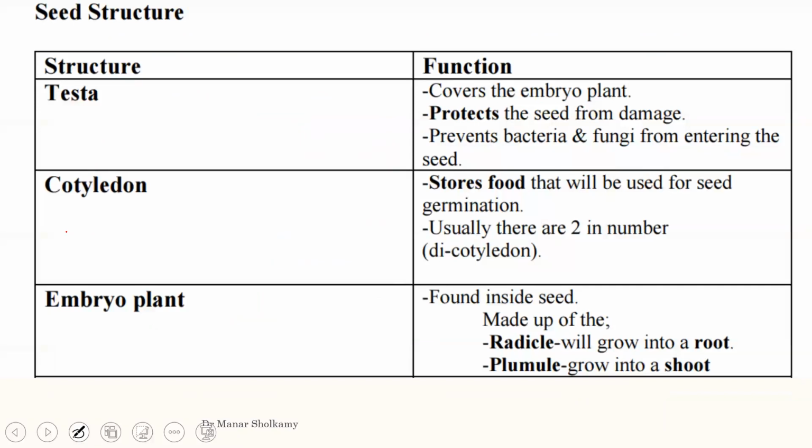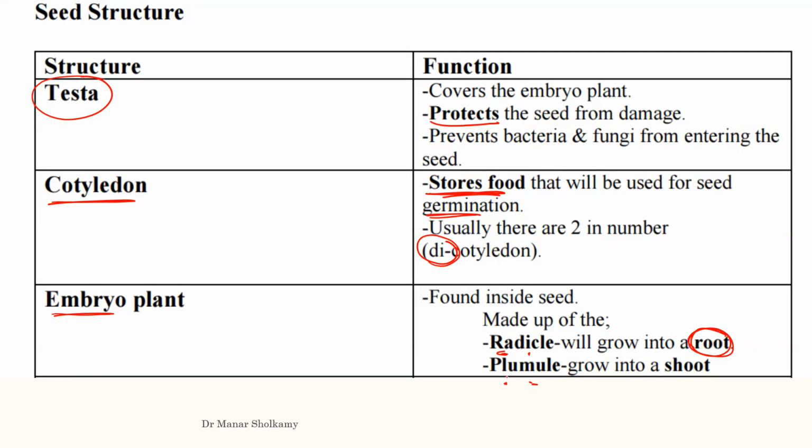Now let's look at this table. You have it in your notes, which tells you the function of every part. Testa, of course, this is the outer covering for protection. The cotyledon, this is the stored food. It will be used in seed germination. Sometimes you have two cotyledons. In this case, the plant will be called a dicot. An embryo plant, this is the baby plant that is made up of the radicle and the plumule. The radicle will grow into the root and it appears first, and the plumule will grow into a shoot.